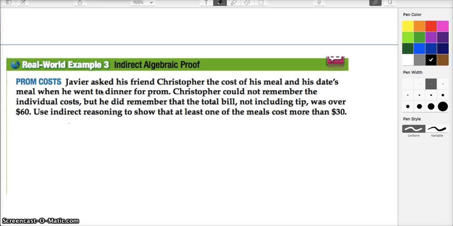Okay, so Javier asked his friend Christopher the cost of his meal and his date's meal when they went to dinner for prom. Christopher couldn't remember the individual costs, but he did remember that the total bill, not including the tip, was over $60. So we're going to use indirect reasoning to show that at least one of the meals costs more than $30. Let x be Chris's meal, and let y be his date's meal, and both of these are costs.